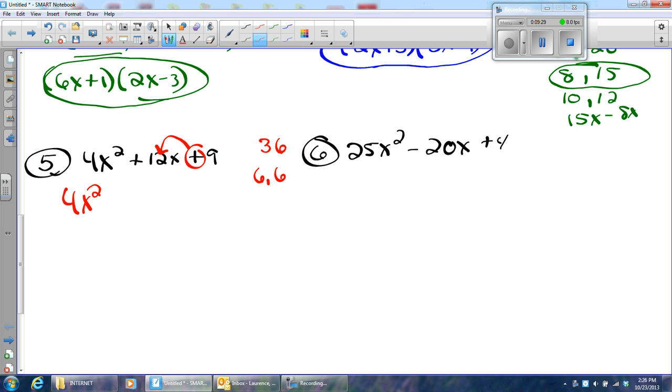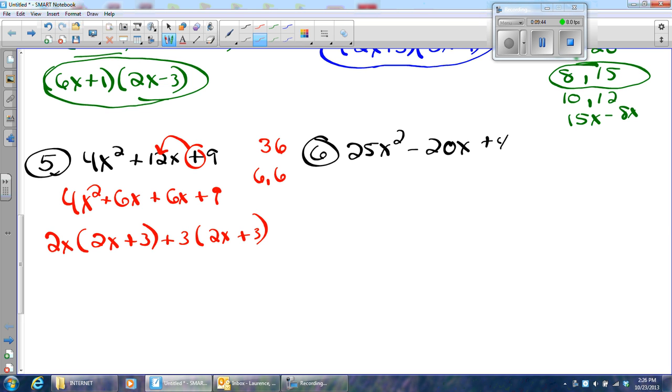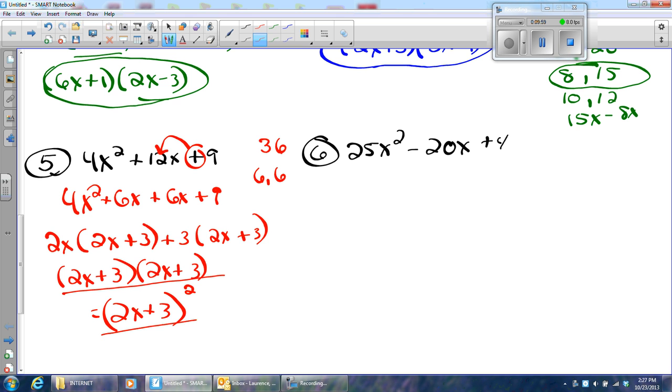4x squared plus 6x plus 6x plus 9. GCF, I'm going to get a 2x. Just give me 2x plus 3. Plus, I'll pull out a 3 and get 2x plus 3. Looks like I have a quantity of 2x plus 3 times a quantity of 2x plus 3. If you wanted to, you could write it this way. It would be simpler, but either answer is correct. You can give me this answer or you can give me this answer.